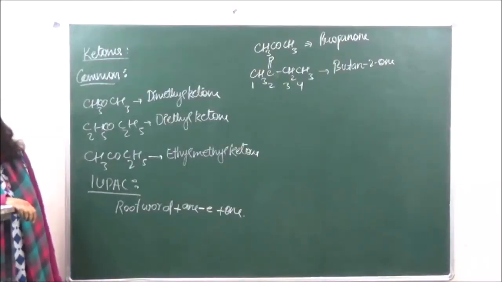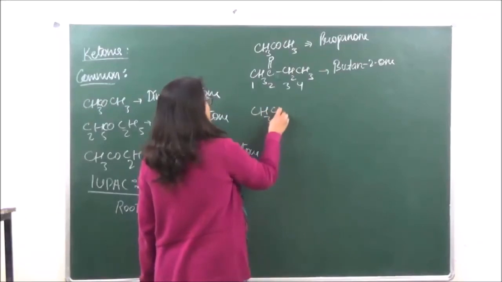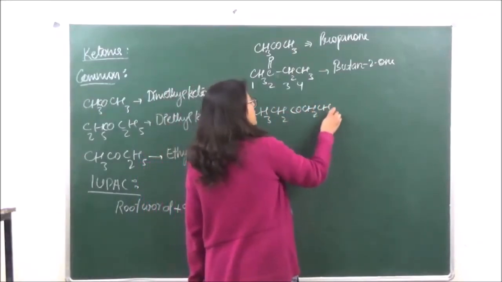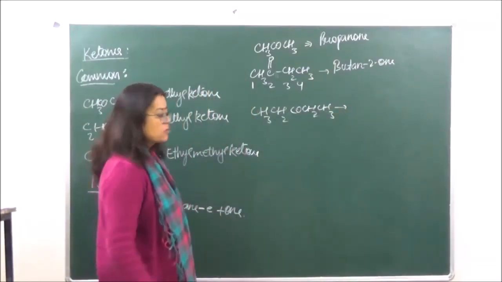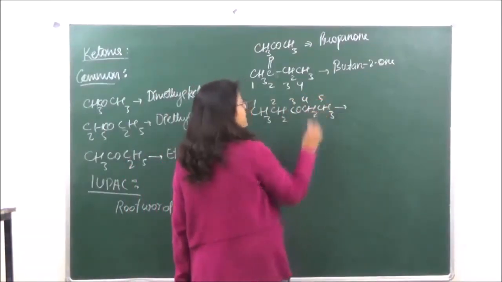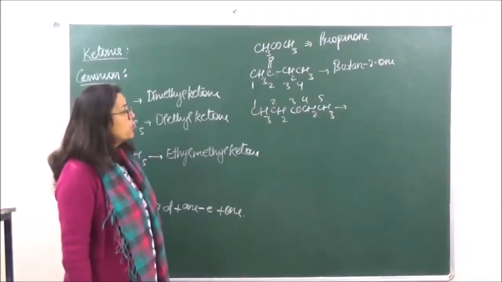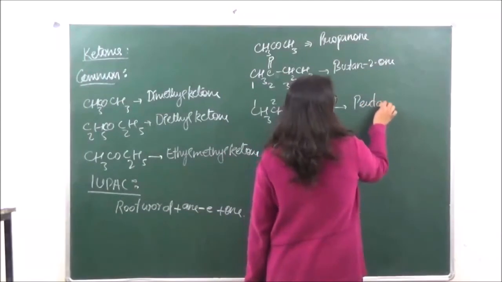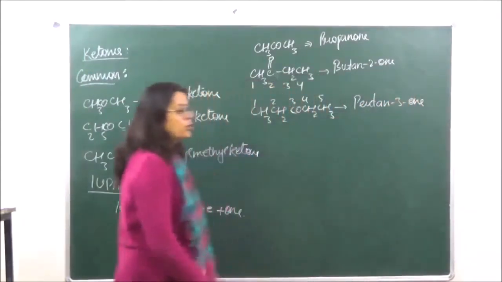Okay? And if we have over here a compound of the type CH3, CH2, CO, CH2, CH3. Okay, so this is again the lowest number. You can number the chain from any side. The keto group will always over here get number 3 only. So this is going to be pentane 3-one.